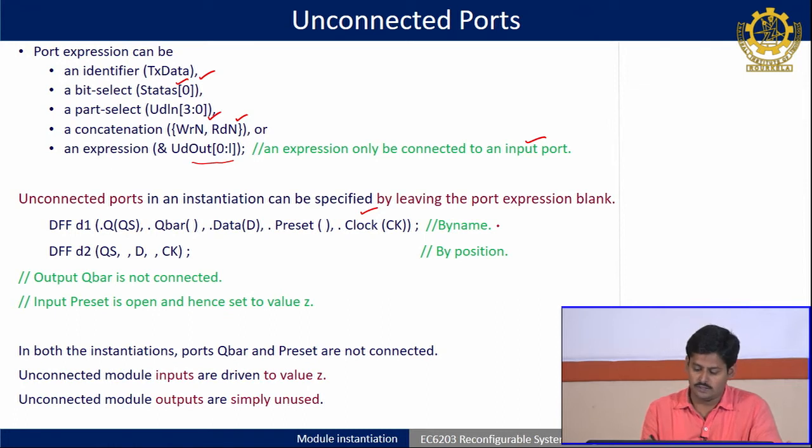So, that means if it is named association, simply you write down dot local, then actual is nowhere connected. So, leave it blank. Okay. So, you can find this is one, this is dot preset, nowhere it is connected. So, bracket with blank, that is for named association.